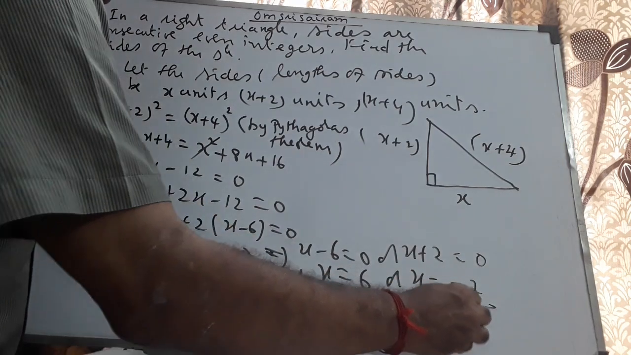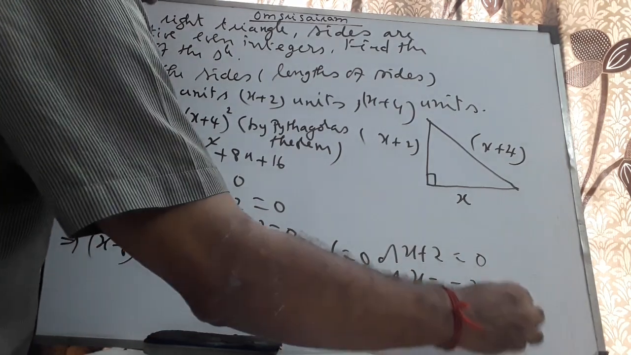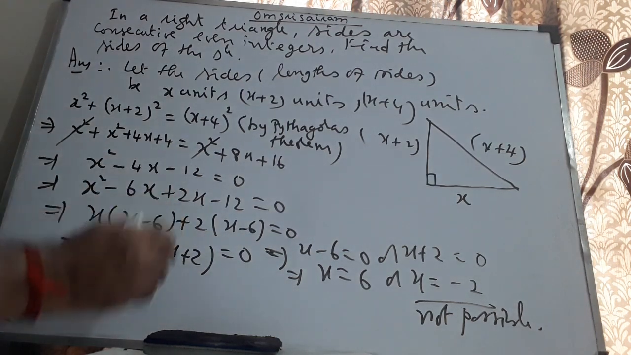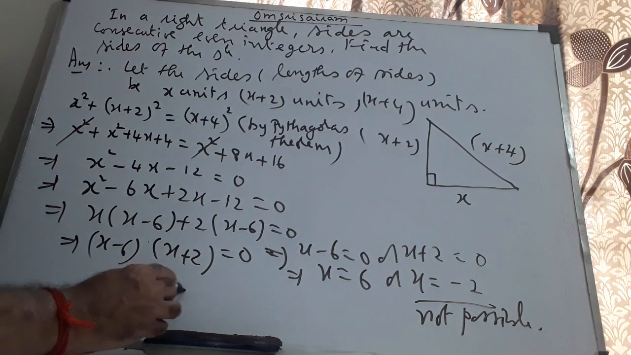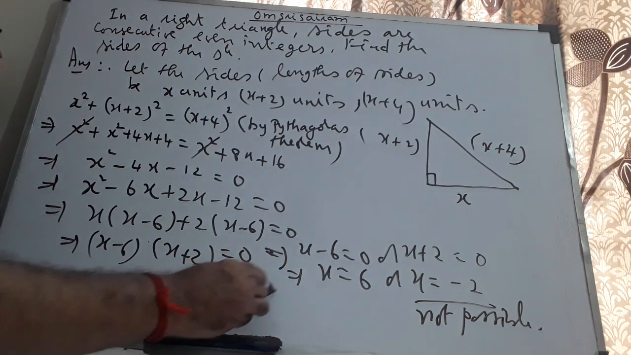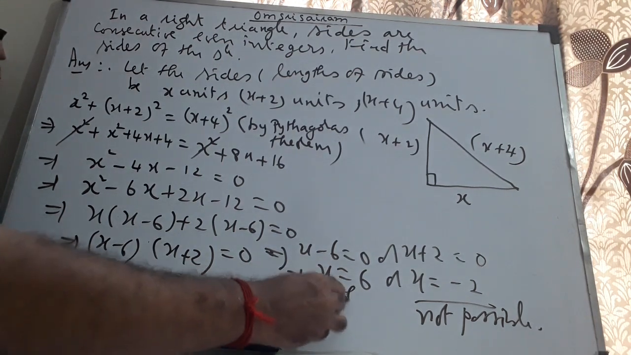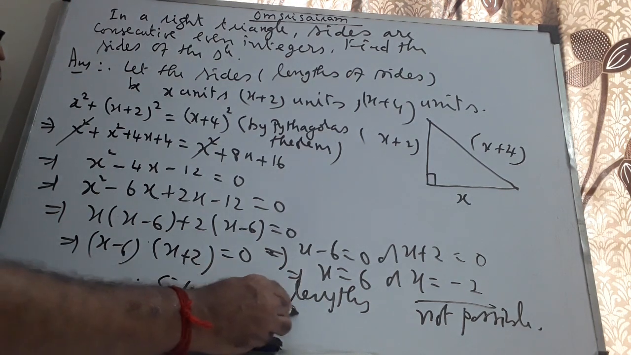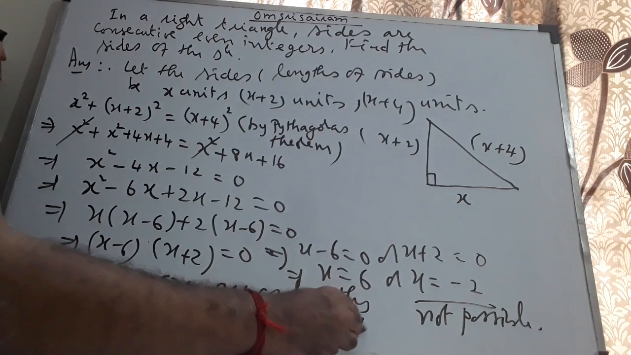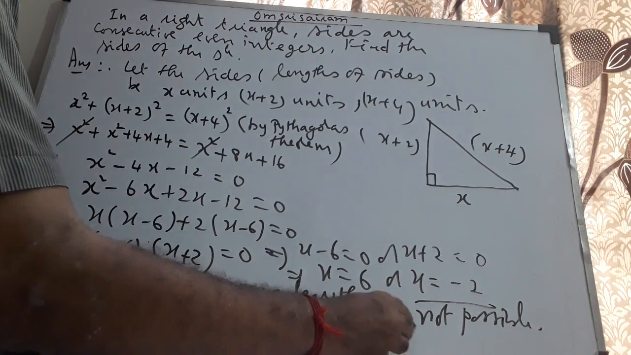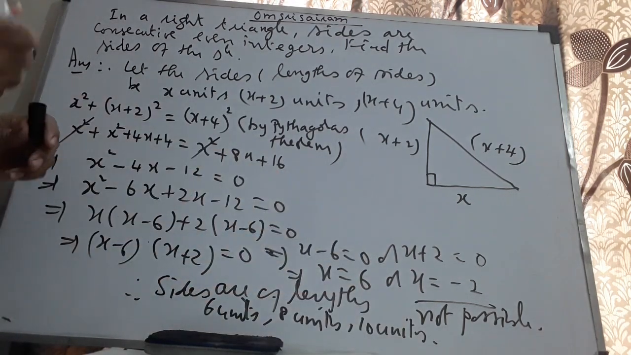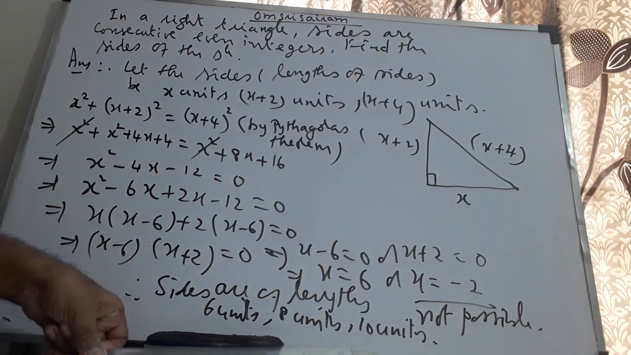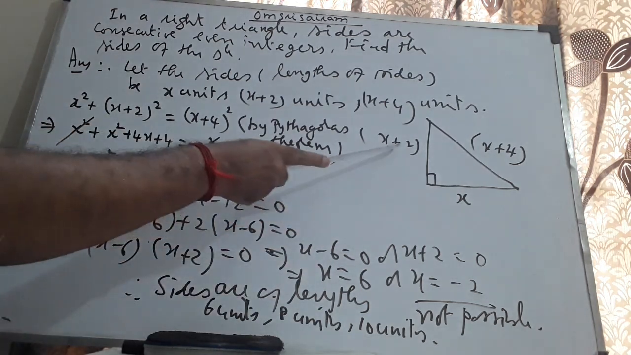This is not possible. Length of the side of a triangle cannot be negative. Therefore, sides are of lengths 6 units, 8 units, 10 units. Those are three consecutive even integers. This is 6, this is 8, this is 10.